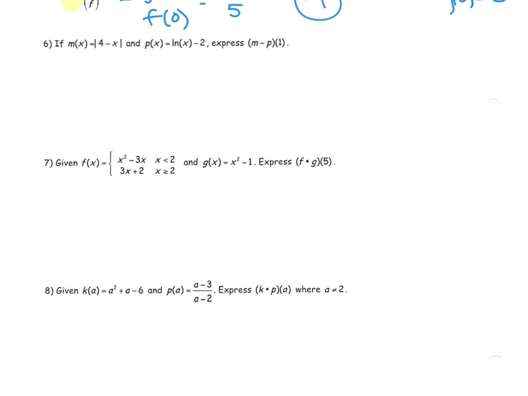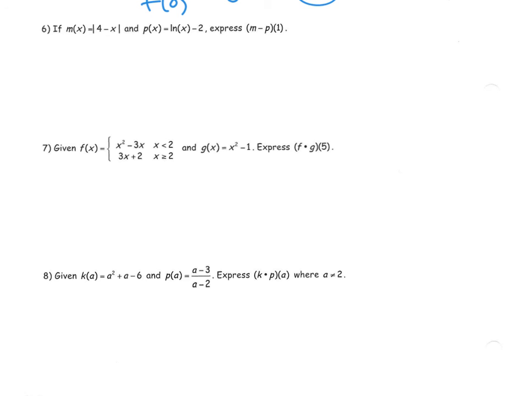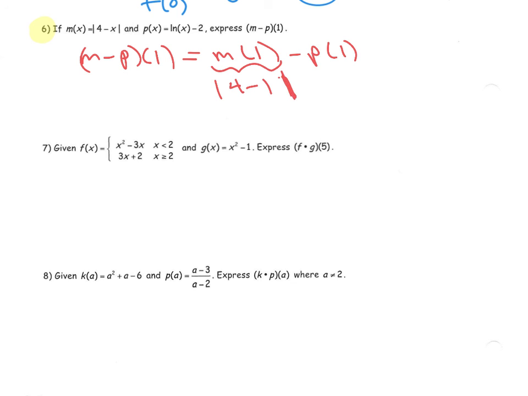Okay, we're almost done. Ooh, love question 6. What a great question. Let's do it together. So for question 6, we have natural log of m minus p of 1, which is m of 1 minus p of 1. So again, we're just going to evaluate. M of 1 is just the absolute value of 4 minus 1 minus the natural log of, I should put this all in parentheses, natural log of 1 minus 2. Okay, keep going. Let's just start to simplify.